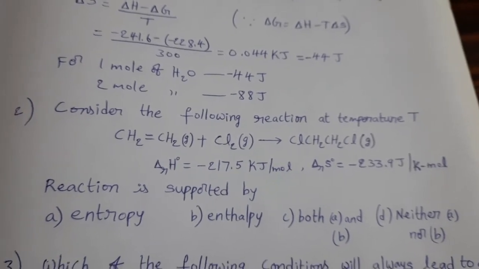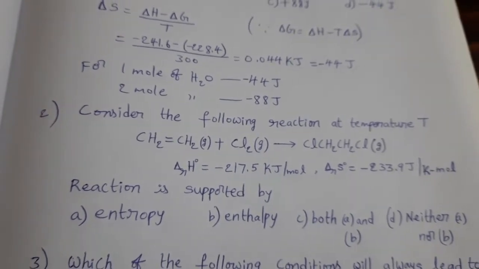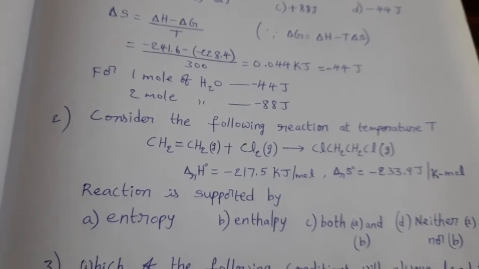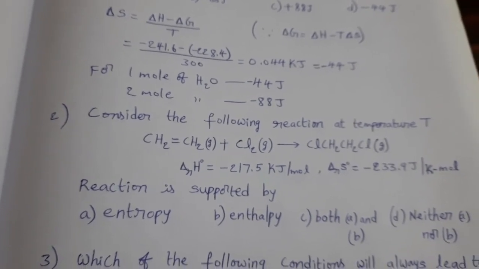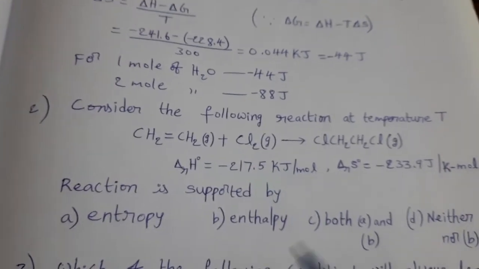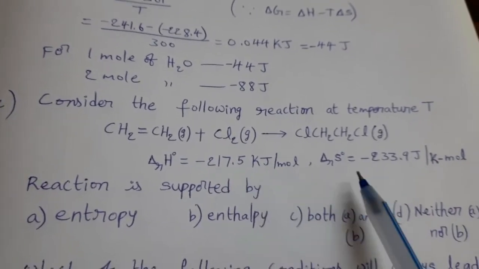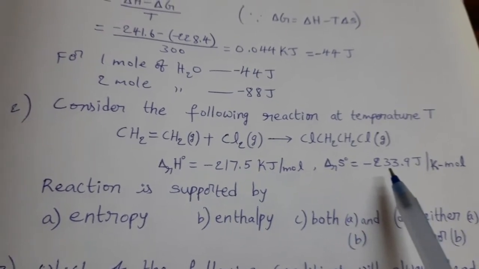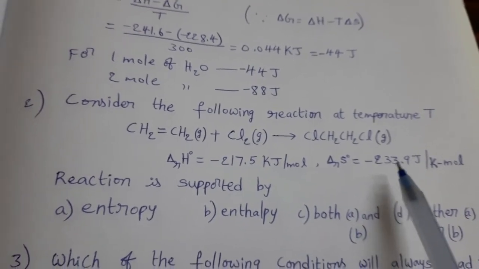Reaction is supported by, that means for this reaction to be spontaneous, then what is the required condition? For a process to be spontaneous, what is the required condition? Delta H is negative, delta S is positive. Here delta H is negative. Okay, that is suitable. And delta S is negative. So this condition is not suitable.